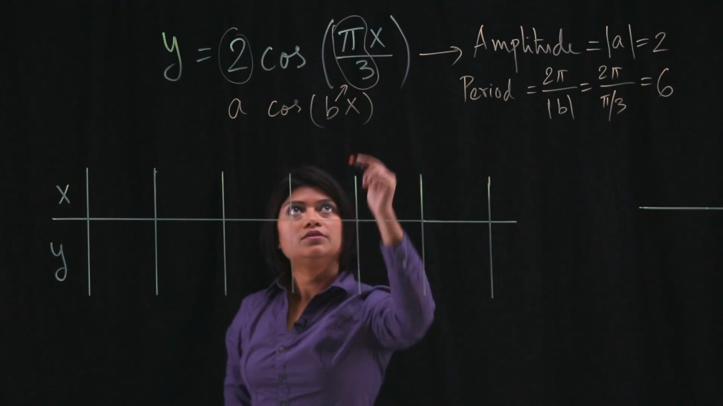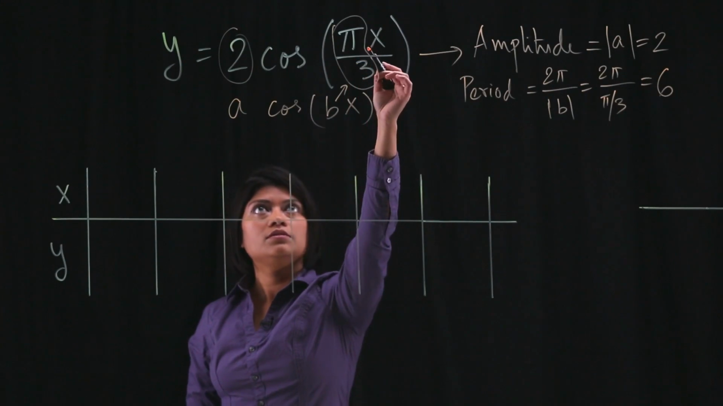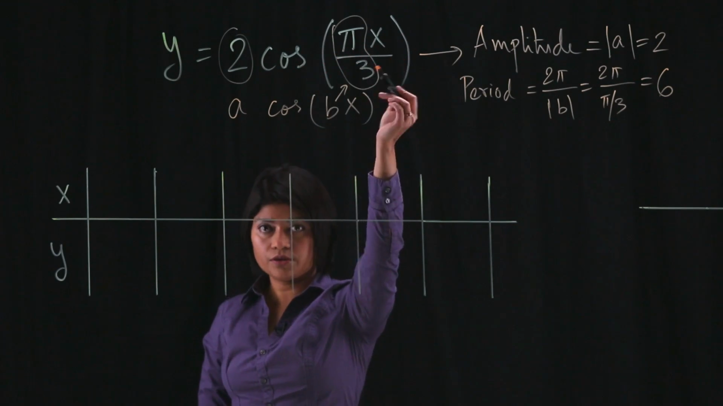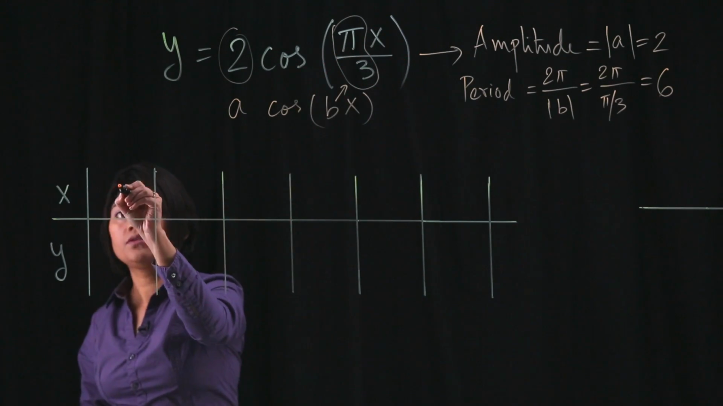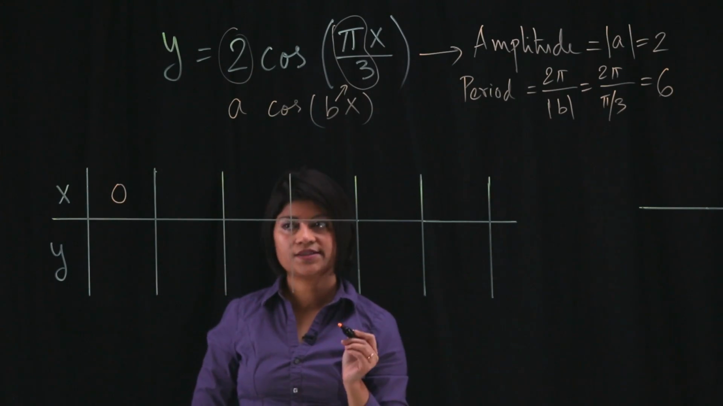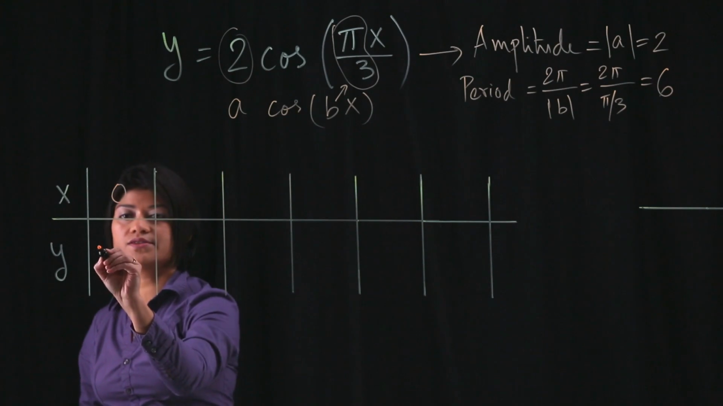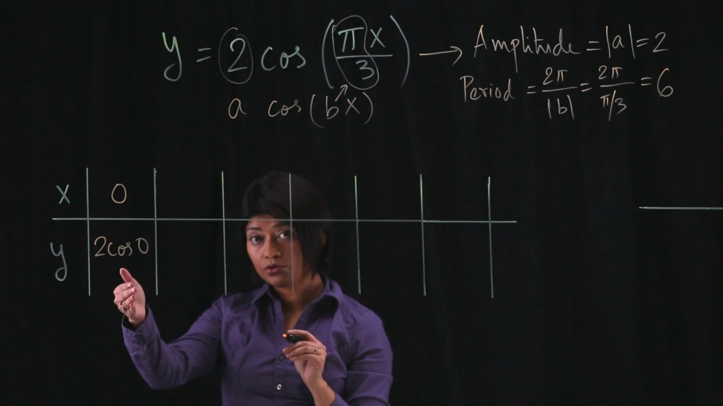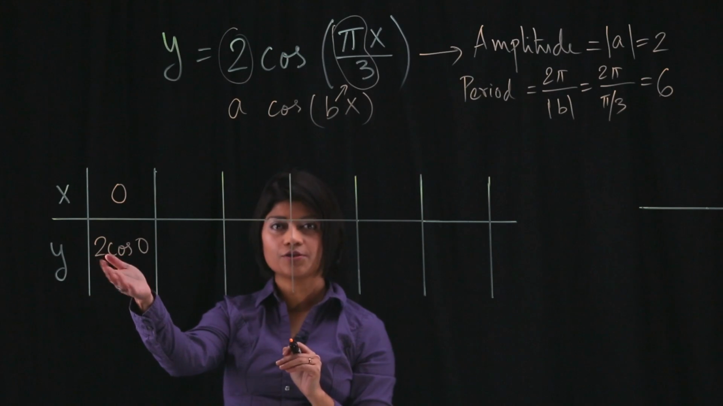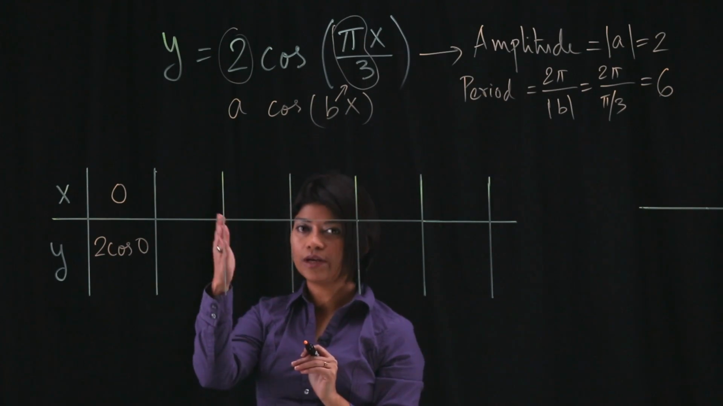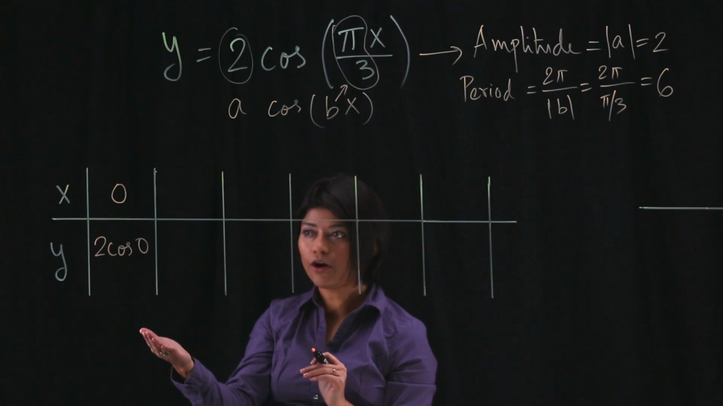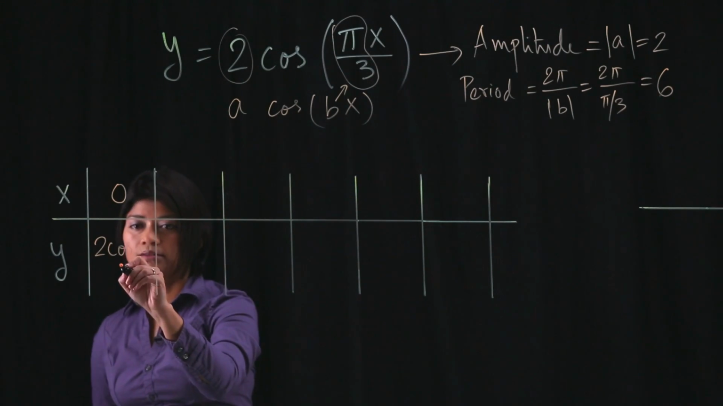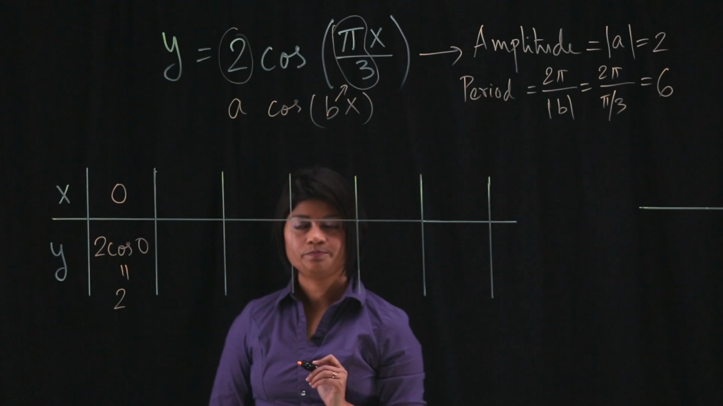Okay, so look at the expression. Let's just start with x equals 0, because you can see right away it will give us cosine of 0, and we know the value of cosine 0. So let's start there. What happens when x is 0? Well, y is 2 cosine of 0. Now here you need to remember those values of cosine at 0, at pi over 2, pi, and so on. So do you remember what is cosine of 0? It's 1, so this is 2.